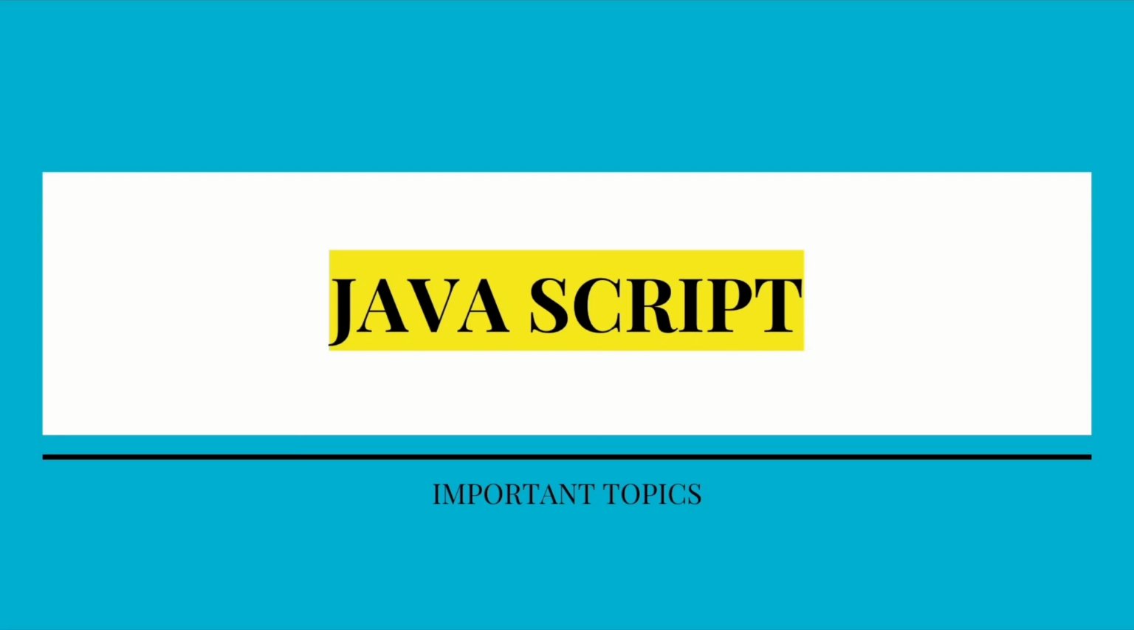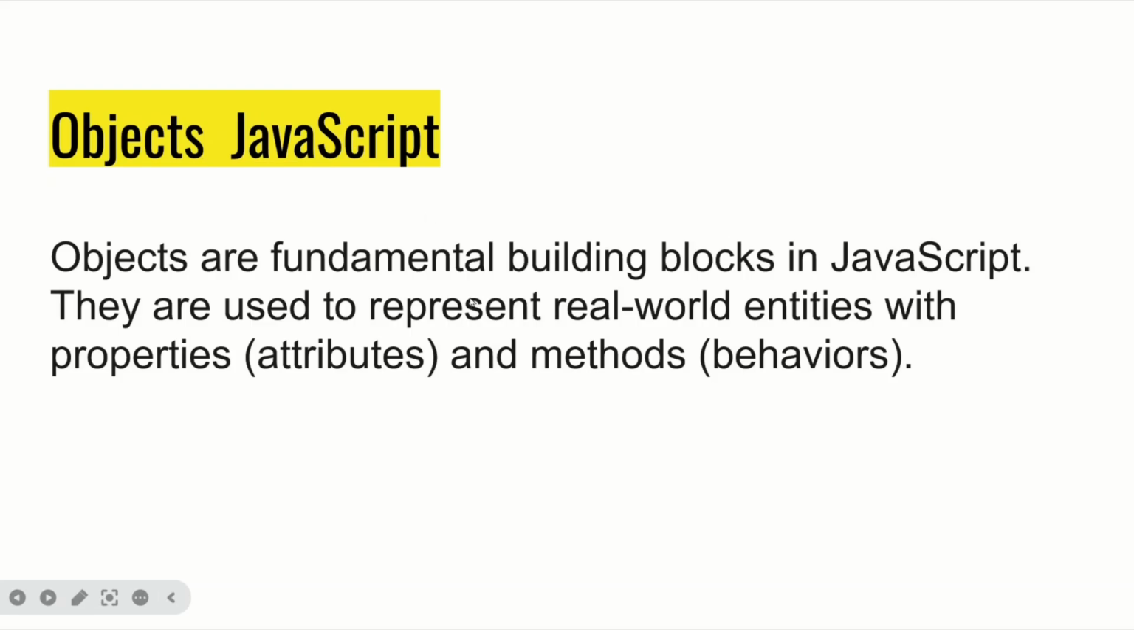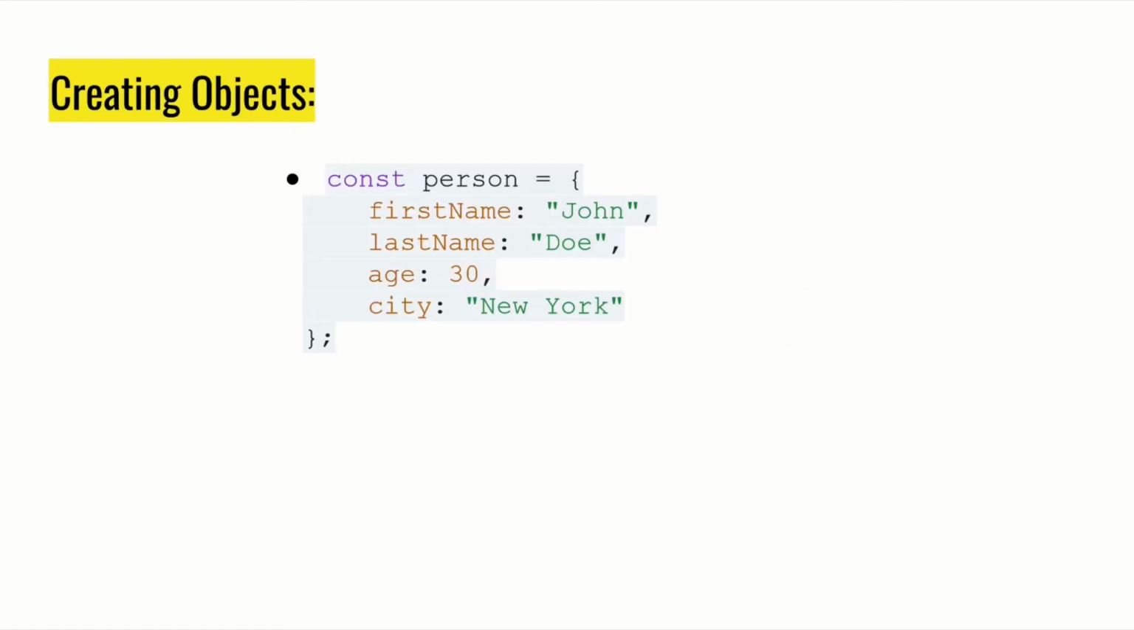Now I am going to explain about the JavaScript important topics. Objects in JavaScript. Objects are fundamental building blocks in JavaScript. They are used to represent real world entities with properties and methods. For creating objects, we need to declare the name of the object with the keyword const, and we need to write the code required in that object inside the curly braces.